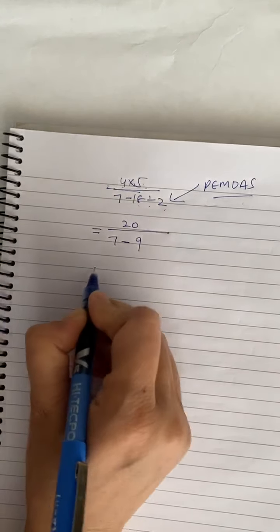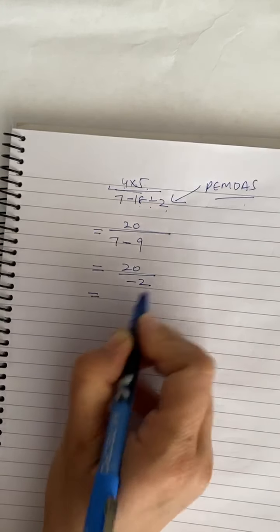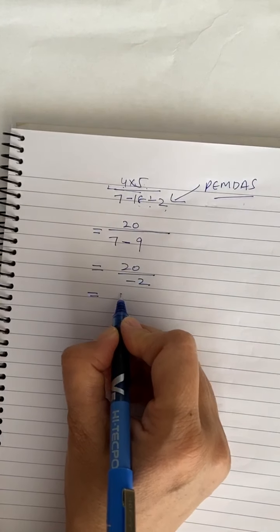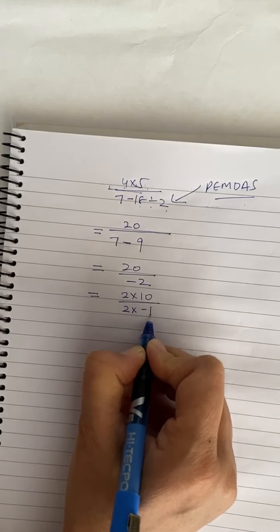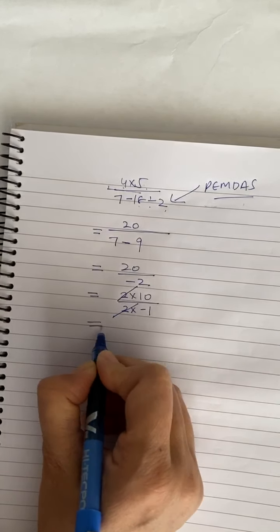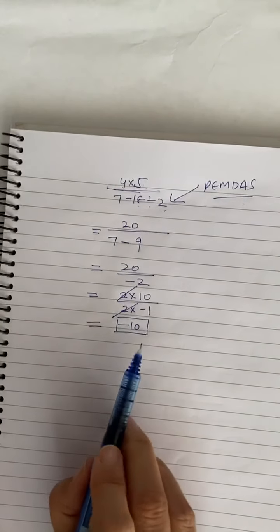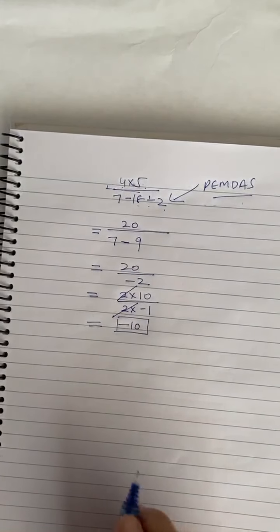And then again equal to sign in front, 20 divided by negative 2. Now we cannot leave our answer here. We need to see if we can simplify it further. So this is equal to 2 times 10, and this can be written as 2 times negative 1, and then 2 and 2 get cancelled. So this is negative 10, and that's your final answer. Circle it, or put it in a box.